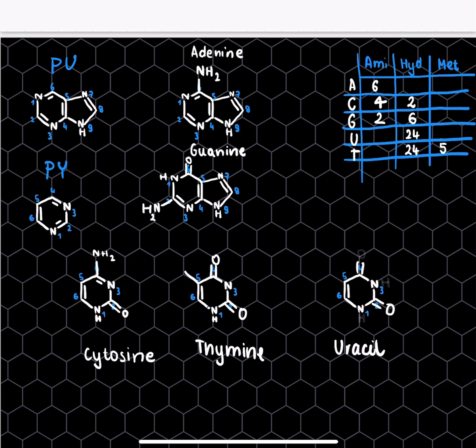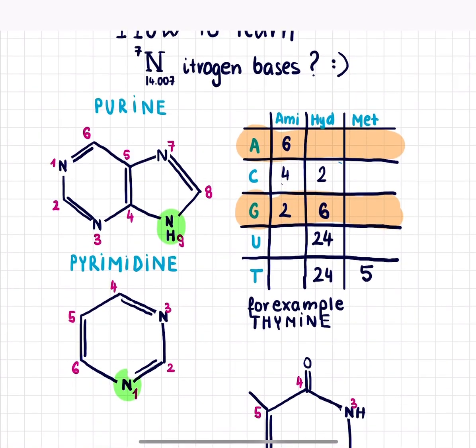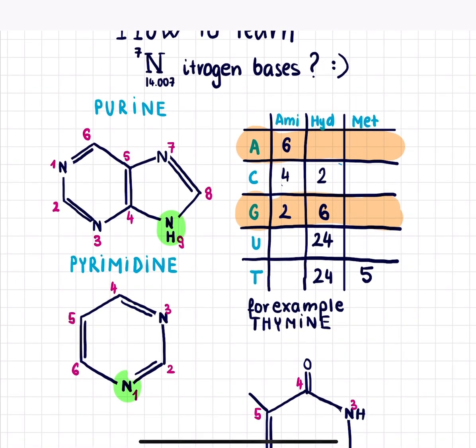And the last thing I want to show you is that I also colored in green the nitrogen where the sugar, so ribose or deoxyribose, will attach, so it will be simpler for you to draw the entire structure of a nucleic acid.